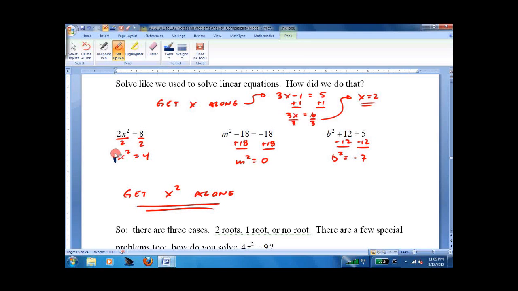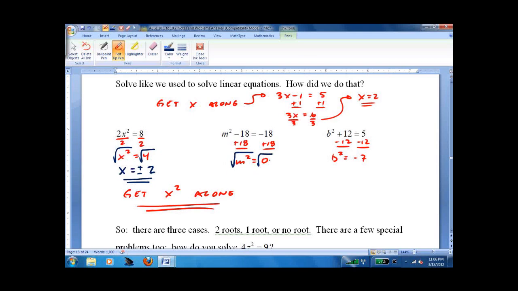Once we get it here, we take the square root of both sides. What times itself is 4? Most people say, oh, 2. 2 times 2 is 4. But negative 2 also works, so we put this plus or minus out there, and there are 2 answers. This takes people a little while to get used to, but it's not that hard. Just put a plus minus.